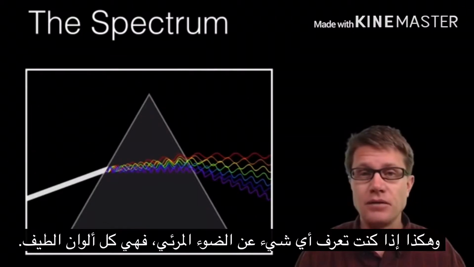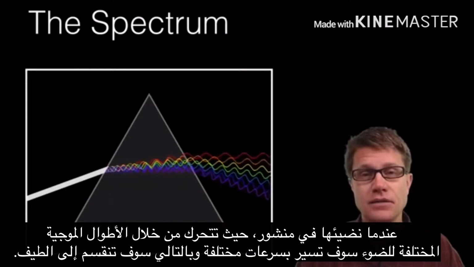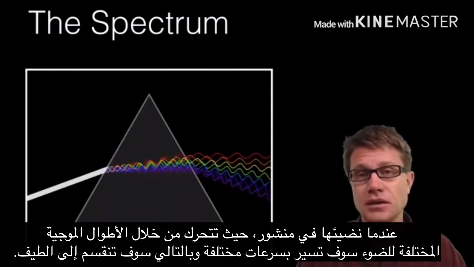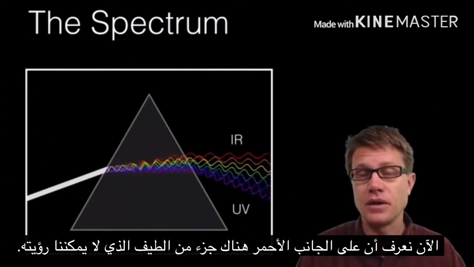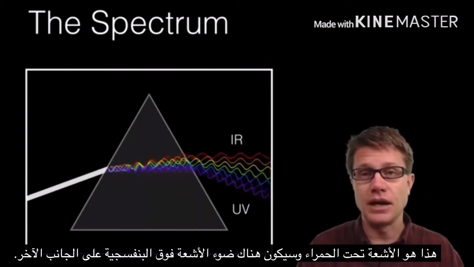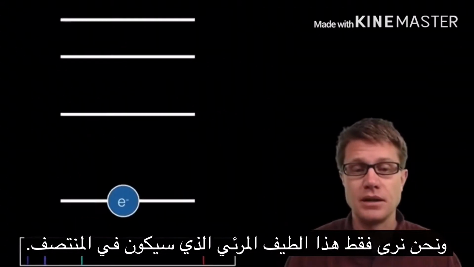And so if you know anything about visible light, it's all the colors of the spectrum. As we shine it through a prism, as it moves through the glass, different wavelengths of light are going to travel at different speeds, and so it's going to split into this spectrum. Now know this: on the red side there's a part of the spectrum that we can't see, that's infrared light, and there's going to be UV light on the other side. We're just seeing that visible spectrum that's right in the middle.